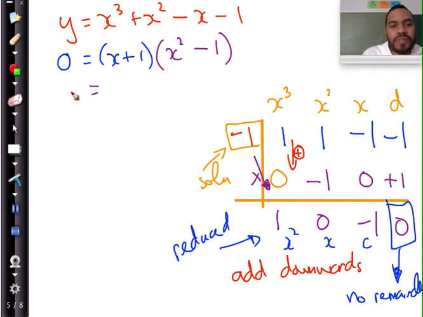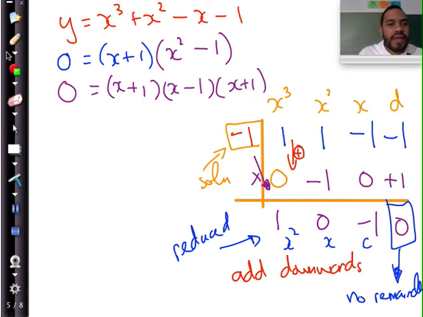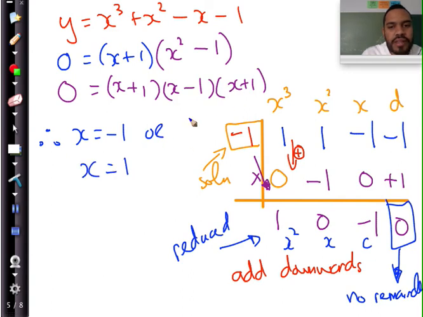Are you with me? Now you can factorize further on your own. That is x squared minus 1, a difference of squares, which is x minus 1 times x plus 1. Together with the other factor x plus 1, we can now easily find that x equals -1 or x equals 1, or x equals -1. You can just write that as x equals -1 twice, and then x equals 1. If you write it twice, it doesn't matter.